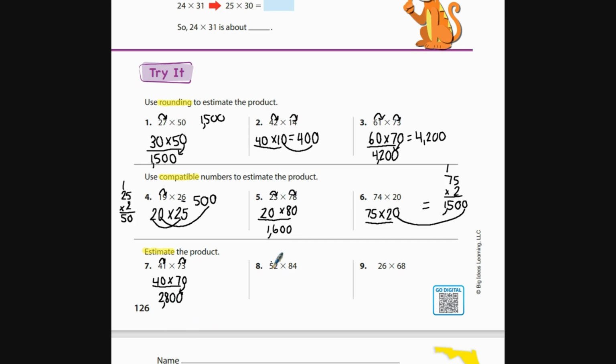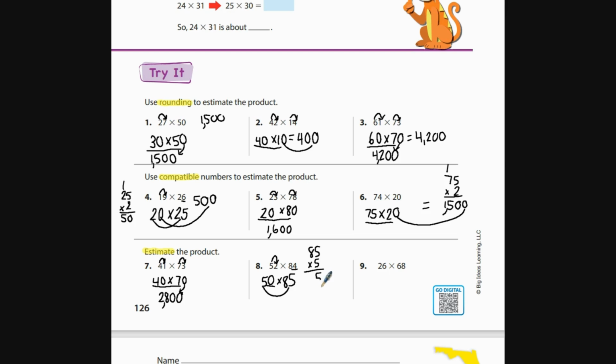All right, here we go. 52, we're going to round it to 50 times. But look what we have here. You know what? Let's use compatible numbers. 85, right? Here we go. Now, how do we do this? Same thing. 5 times 85, and then when you're done, you add this guy. So let's do 85 times 5.